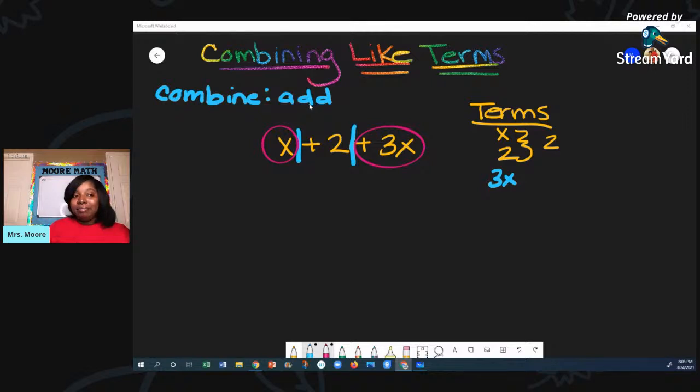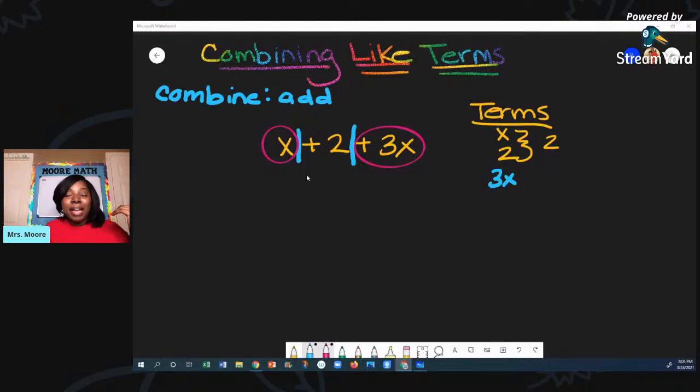Okay, so let's go back. Combine means add. Terms are each part of the expression. This is called an expression. Why? Because there's no equal sign. And my like terms are terms that have the same variable. Okay, so we have x and 3x.